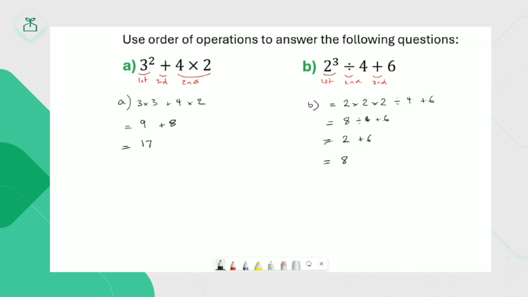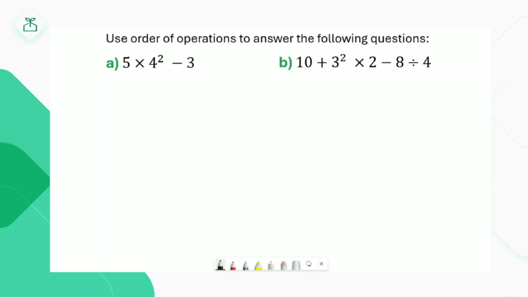Alright, so once we've decided on the order, it's all pretty easy to do. Now these are pretty basic examples. Later on, there'll be much more complicated ones, but really, you don't need to be too worried about what you're doing as long as you get the order correct to start with. Okay, here are a couple ones for you to practice. Just give the video a pause and then we can go through these together in a moment.